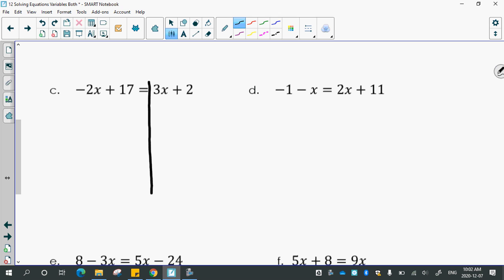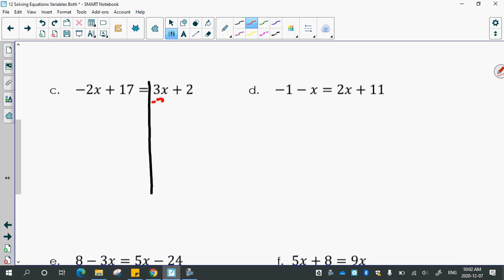There's two things I can do. I can get my x's on this side. Does everyone always want to get the x's on the left side? How many people feel comfortable when the x is on the left side? Okay, two votes, and you're the only vote, so that's what we're going to do. So if I want to get the x to the left side all the time, then how do I undo positive 3x?